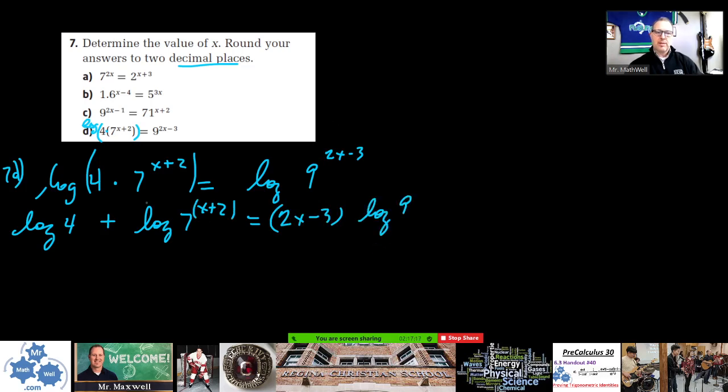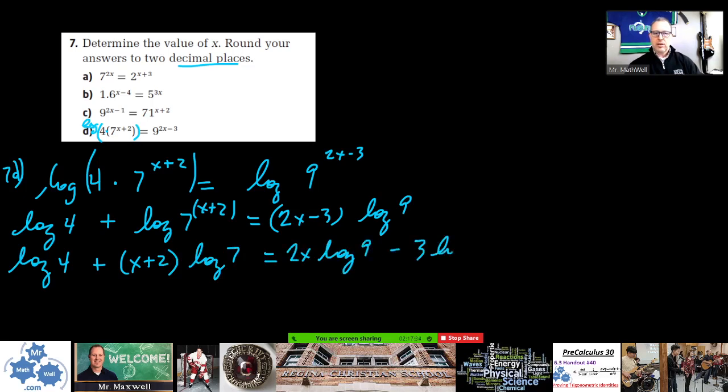This is going to come down here next. So I've got log of 4 plus, this is x plus 2 times log 7. And I may as well multiply this out here. So 2x log 9 minus 3 log 9. I'll expand this one now. And you know what? Which side am I? I'm going to probably put my x's on the other side, so I'll leave the log 4 over here.